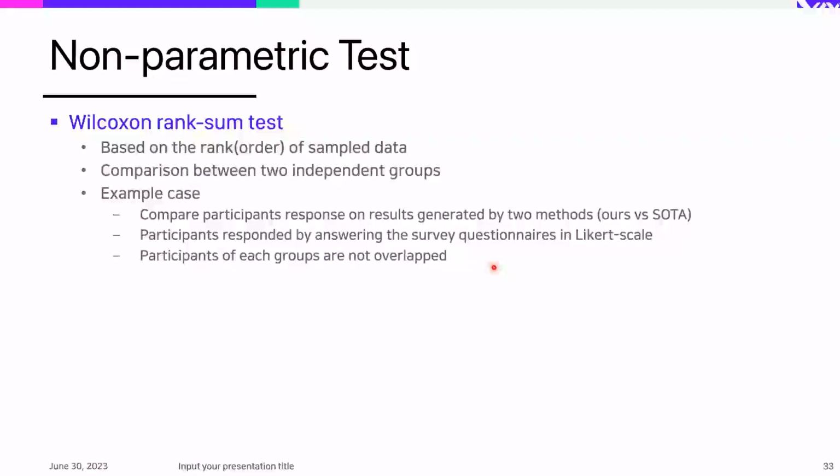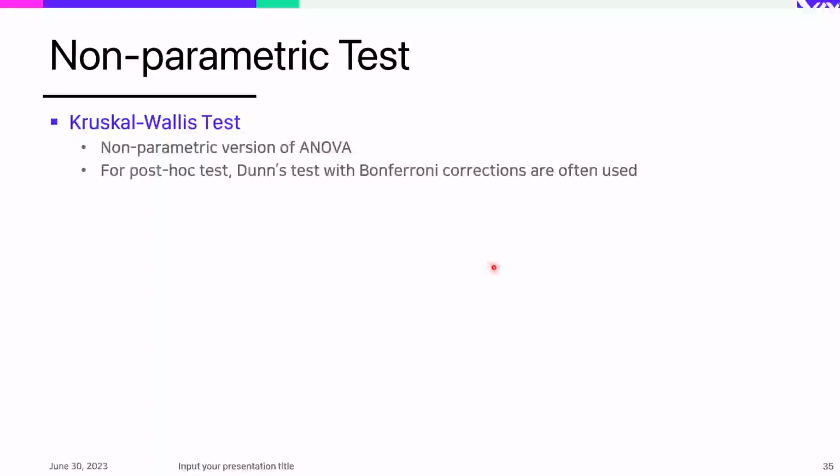If you want to conduct a test where the same groups are conducting the test twice, evaluating things twice, then you have to go for the signed-rank test. This is the counterpart of the paired t-test. It compares results between two dependent groups, and you can use it when the same participants conducted the evaluation for each result. And I think this is mostly what we do in our lab.